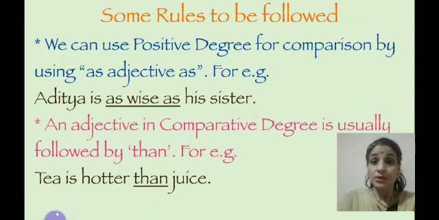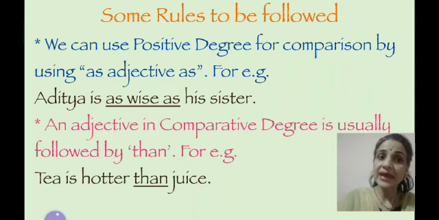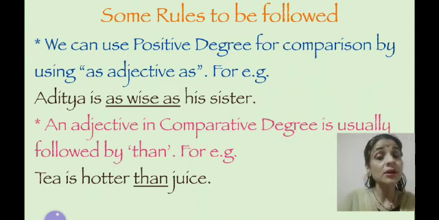Now, there are some rules which you have to keep in mind while changing the degrees. We can use positive degree for comparison by using as, adjective, whatever we are using, and as. For example, Aditya is as wise as his sister. Here also, children, we are comparing two persons, Aditya and sister, but we are using positive degree. So how we are using? Aditya is as wise as his sister, equally wise.